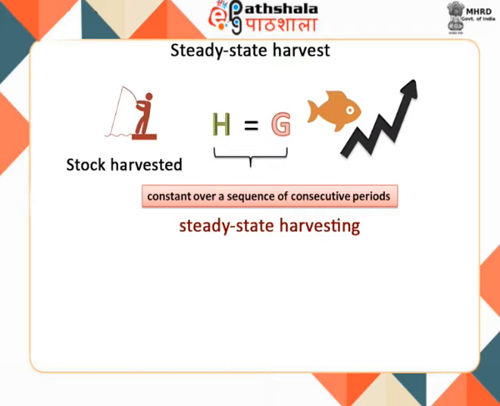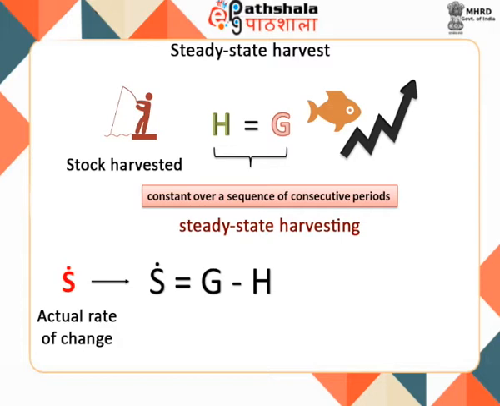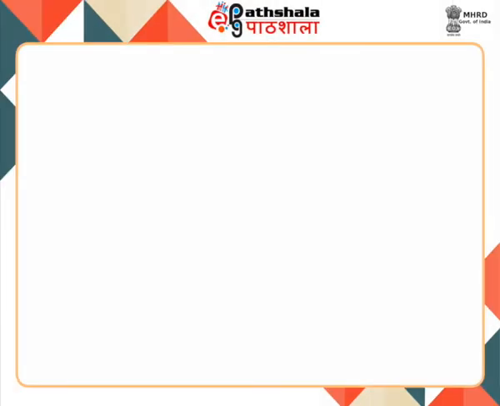Using the notations described earlier, S dot is the actual rate of change of the renewable resource stock, and hence S dot equals net natural growth of the resource minus the stock being harvested. A steady state harvesting is denoted by S dot equal to 0, and so the resource stock remains constant over time. Let's now look at two different steady state harvests.